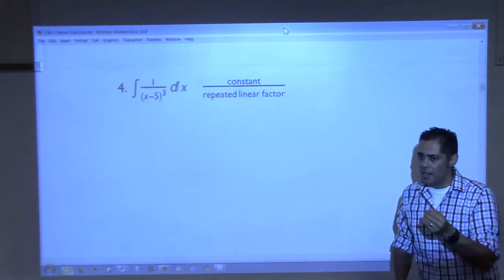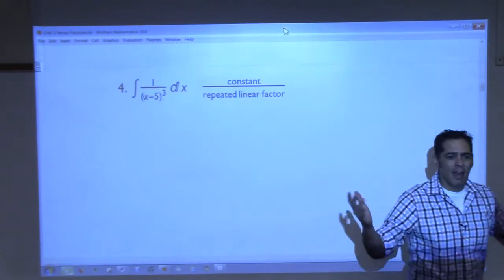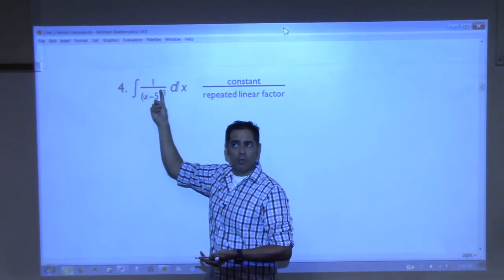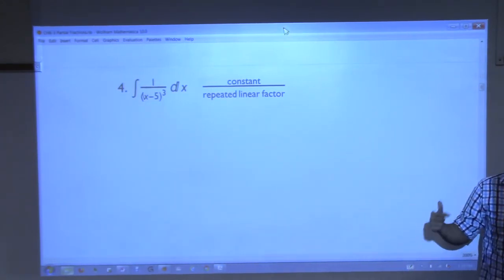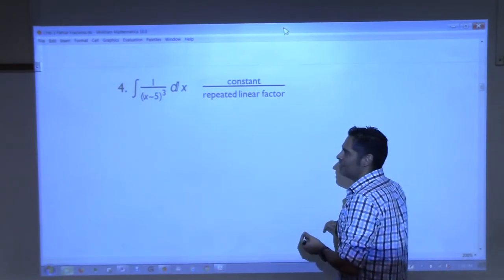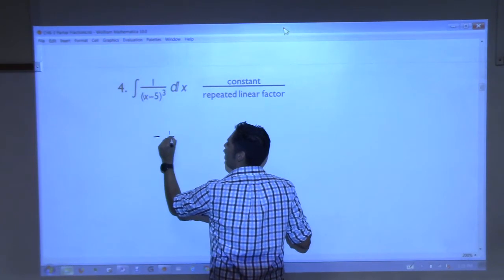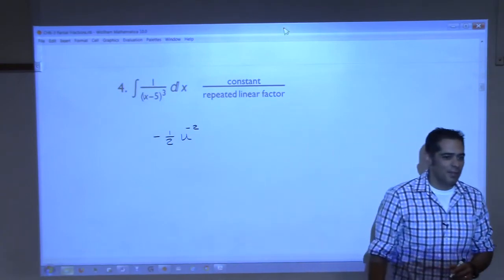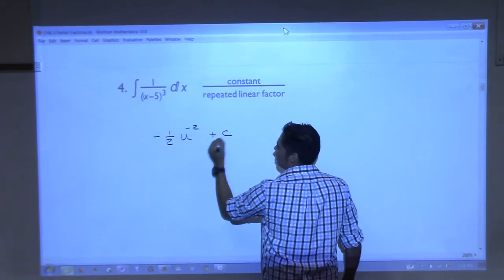First, am I going to have to scale anything out? No, because I have a 1 here, right? So the derivative of that is going to be 1, so I don't have to scale it out. Now, that means that this is really going to look like 1 over u cubed, right? Which is really u to the negative 3. What would the antiderivative of u to the negative 3 be? Negative 1/2 u to the negative 2. That's the antiderivative of u to the negative 3, isn't it? Yes. Then plus C.